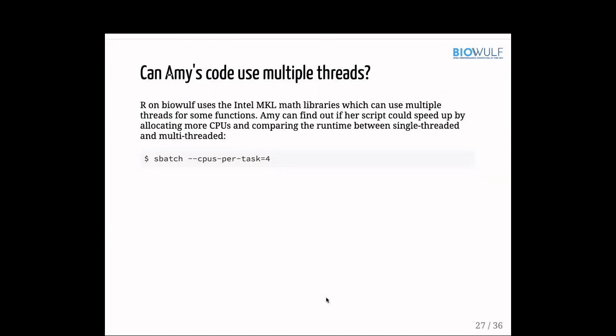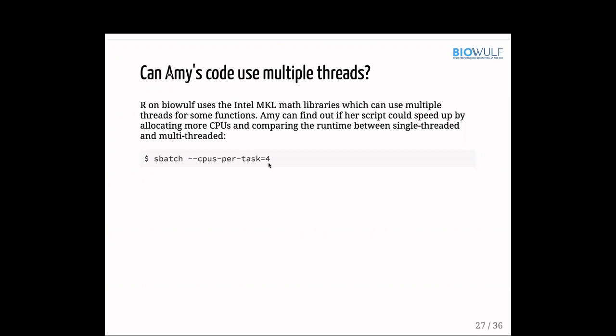So what about multithread? The R installed on Beowulf is using the MKL libraries. This might be different from the R installed on your laptop or the R you use on other clusters. Again, you can get that information from sessionInfo. Some functions can use multiple threads. But Amy needs to find out if allocating more CPUs can make it faster.